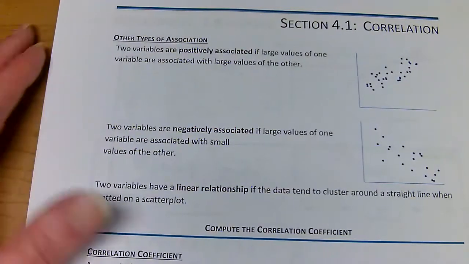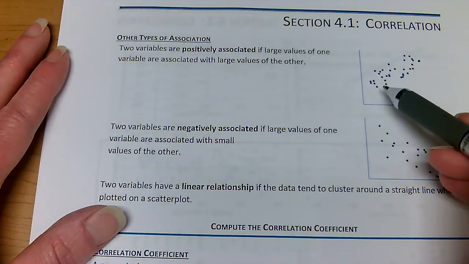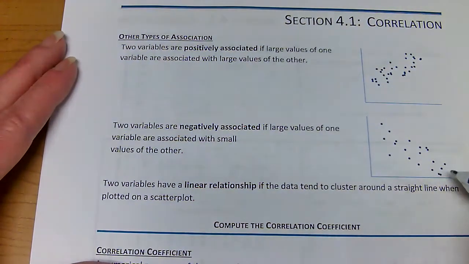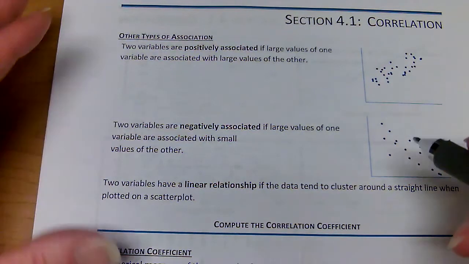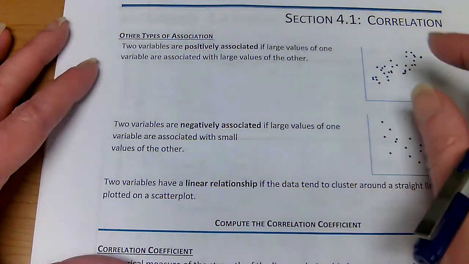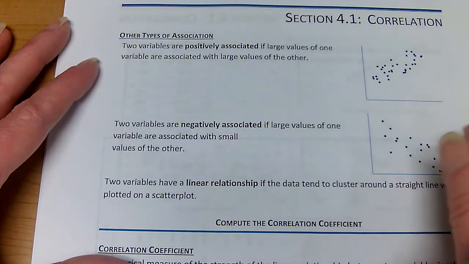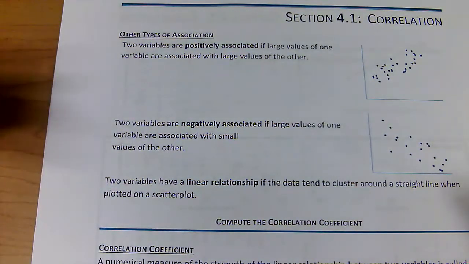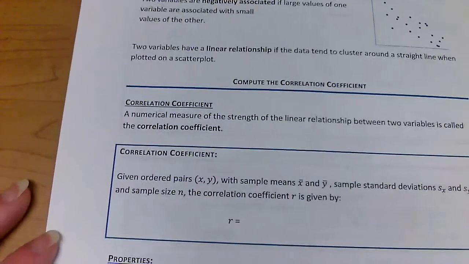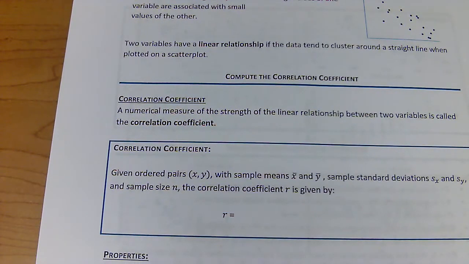Now we could have other types of associations. See here, we have another positive association. This would be a negative association. It's going down. Now we could see that this is spread out a little bit more, and so we can start talking about whether the relationship is strong. The numerical measure for the strength of a linear relationship is called the correlation coefficient.